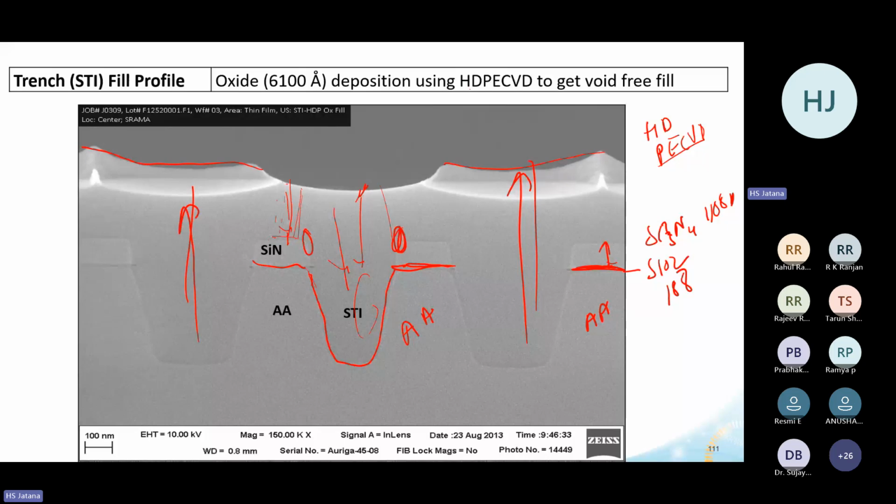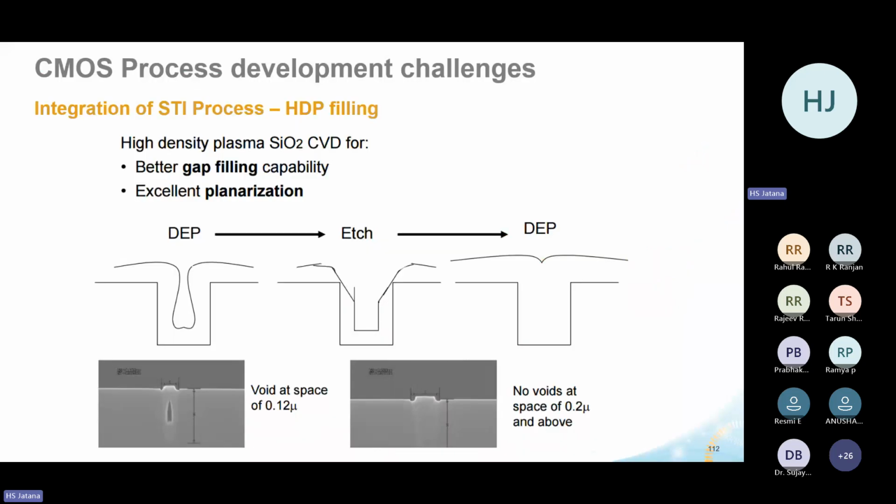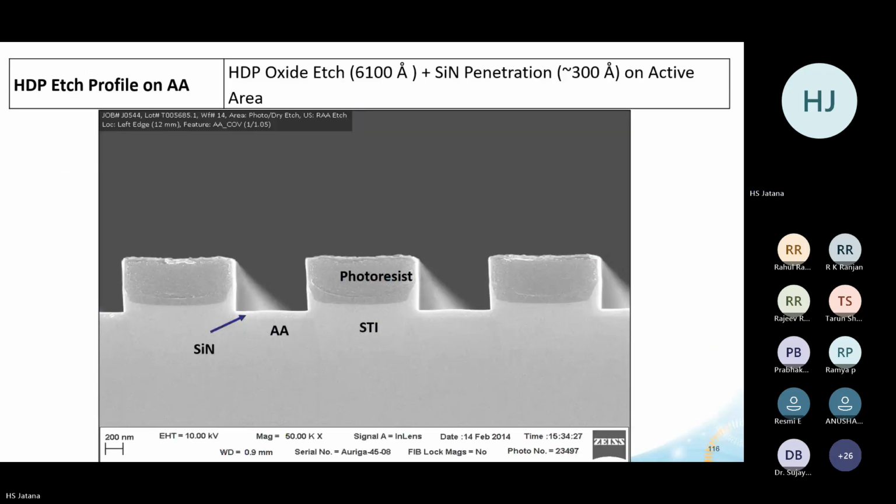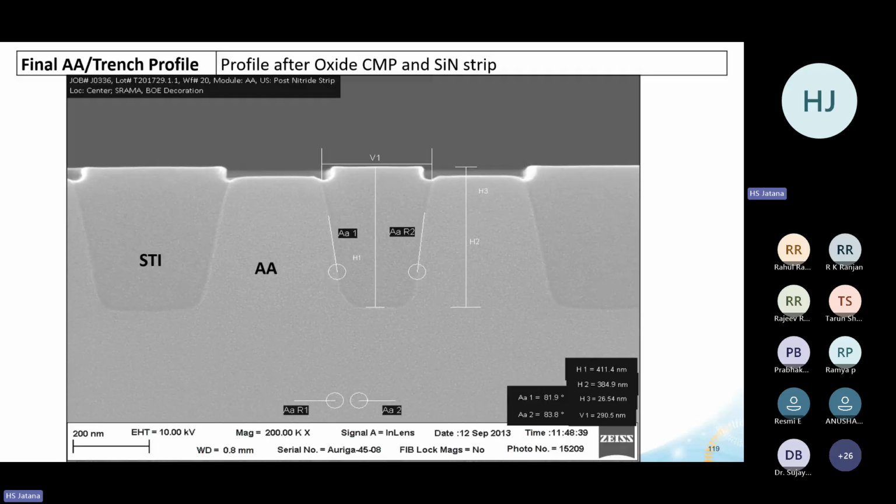So this kind, and when you do this, after this the process will be etching and CMP. And once you do the CMP, you will get a perfect shape. There will be some pictures where you will get a perfect shape after oxide CMP, and whatever silicon nitride is there on top of this, you have stripped, and this is the active area.